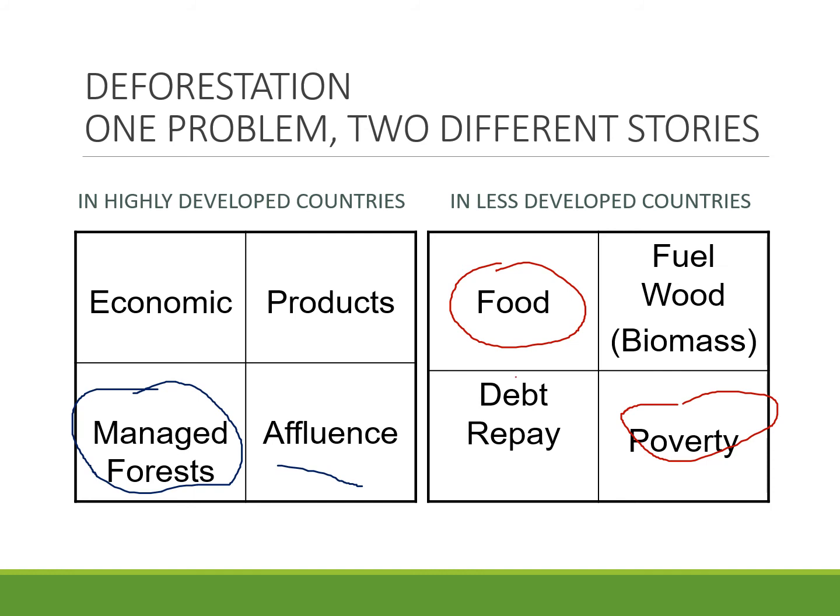Debt repayment. Some less developed countries are trying to pay off a national debt, like we have our national debt. So they cut down trees to raise livestock, or maybe they cut down trees to plant coffee or some cash crop that they can then export and use to pay down debt. So deforestation is the same problem, clear cutting, but kind of two different stories depending on the economic levels of a country.